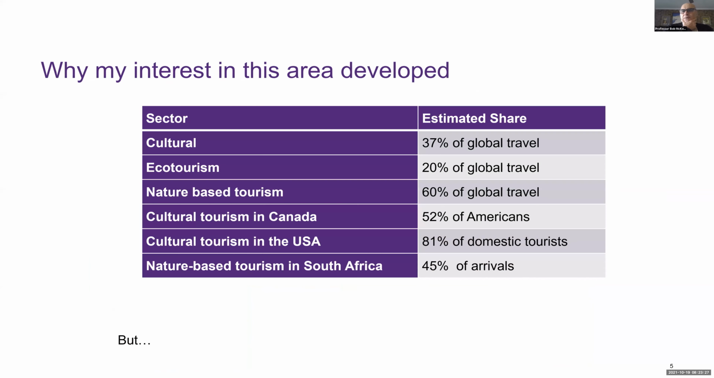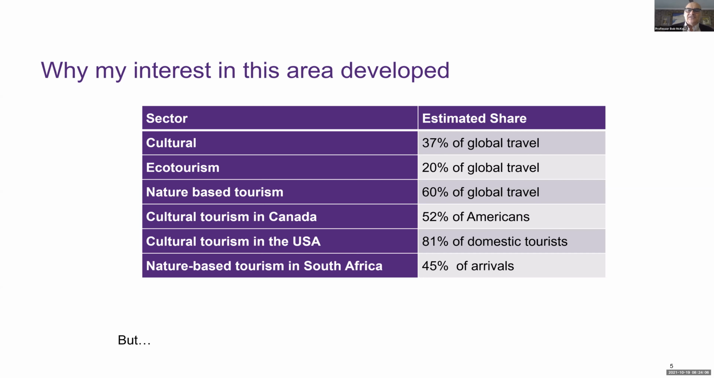The other feature about special interest tourism is that it's supposed to be huge. The World Tourism Organization says 37% of tourists are cultural tourists. If you look at various nature-based studies, between 20 and 60% of global travel is either ecotourism oriented or nature-based tourism oriented. And other studies have shown that 81% of Americans are cultural tourists when they travel in the States, or that 45% of all tourists to South Africa are nature-based tourists, and the list goes on and on and on.